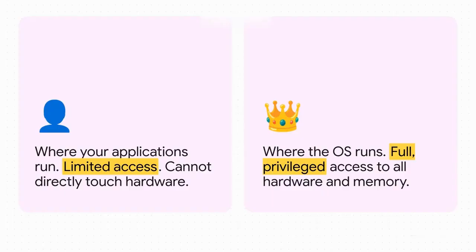On one side, you've got user mode. This is kind of like the sandbox where all your applications live. Your browser, your games, your code editor, they have very limited, very restricted access. But on the other side, you have kernel mode. You can think of this as the castle's control room. This is the OS's turf, and it has the keys to absolutely everything, full privileged access. And that wall between them, that's what keeps your computer from falling apart.